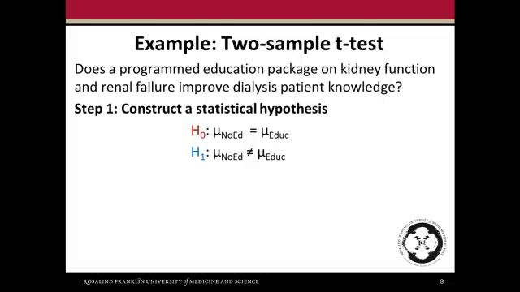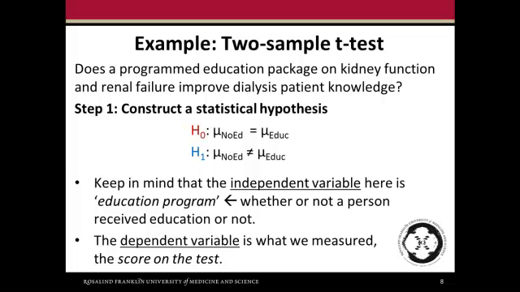So for this example two-sample t-test, when we have our question of does a programmed educational package on kidney function and renal failure improve dialysis patient knowledge, our null hypothesis is that the mean response from the population where there's no educational package will be the same as the mean response of people who are receiving it, so that there's no effect at all of this education on their mean score on the test. And our alternative hypothesis is that there's a difference in the mean scores on the test from people who did not receive the education package and people that did.